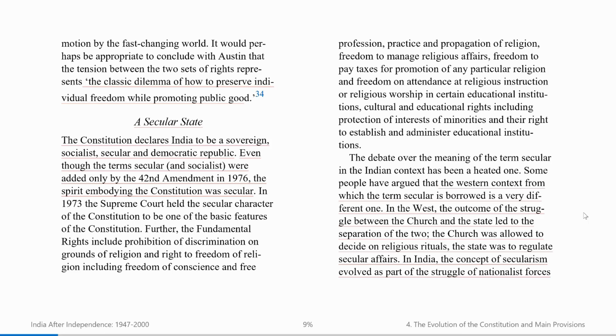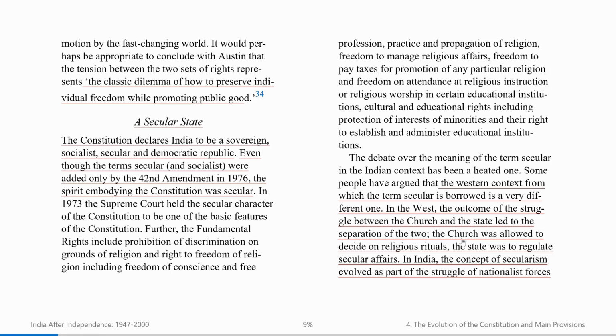Now, there's always this question: how is the Western context of secularism different from ours? And the answer is here in this book itself, right? And this came in this year's paper itself, so you can go through this question as well. What it says is, some people have argued that the Western context from which the term secular is borrowed is a very different one. In the West, the outcome of the struggle between the church and the state led to the separation between the two. The church was allowed to decide on rituals, that is religious matters, and the state was allowed to regulate secular affairs. Now, in India, it's very different.